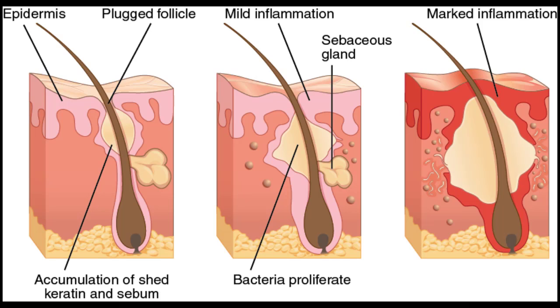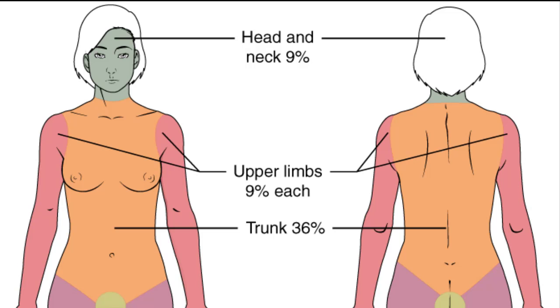Acne results from infection by acne-causing bacteria, which is Propionibacterium and Staphylococcus, which can lead to redness and potential scarring due to the natural wound healing process. Now let's move on to the integumentary system injuries.